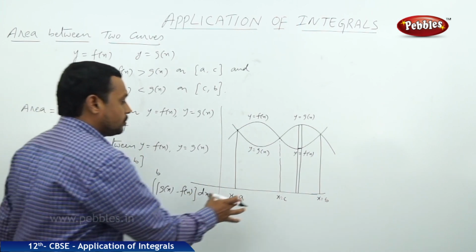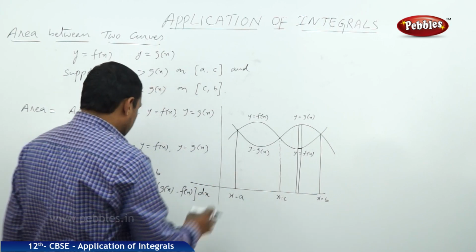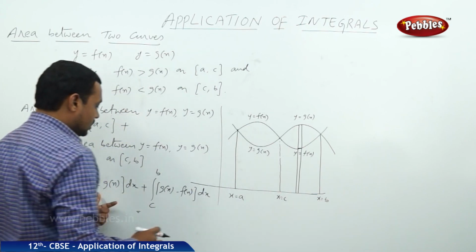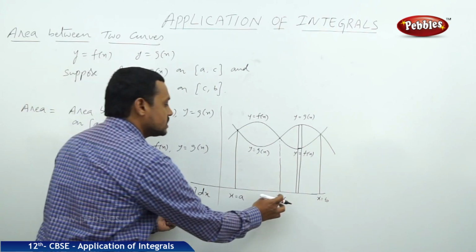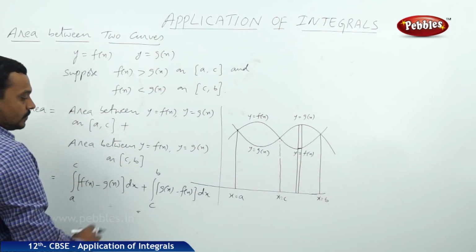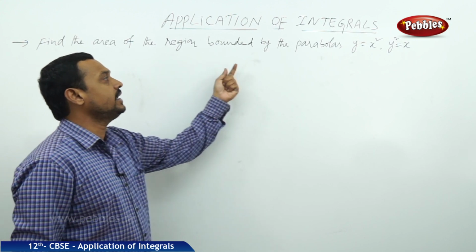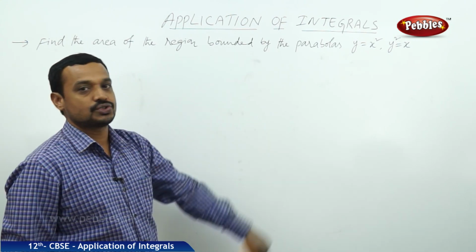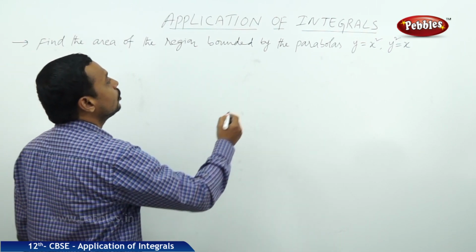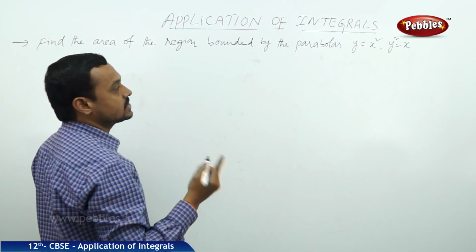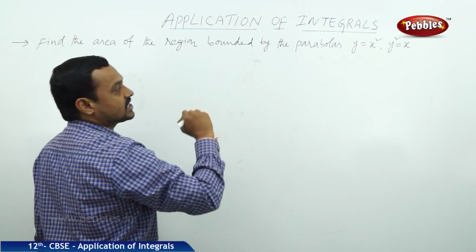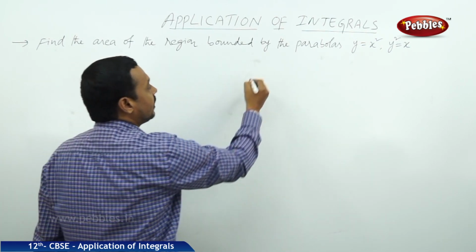Therefore, in the first portion, the area is the integral from a to c of f(x) minus g(x). In the other portion, the area is given by the integral from c to b of g(x) minus f(x). Now let us find the area bounded by the two curves y = x square and y square = x. Now you know y = x square, x = y square. Both represent parabolas, and one is symmetric about the x axis and the other is symmetric about the y axis.